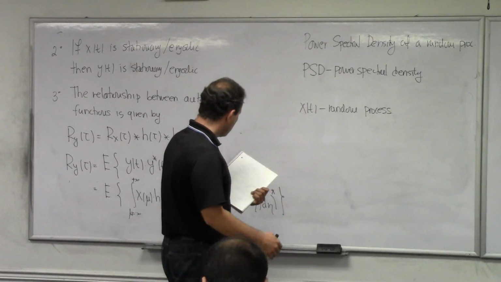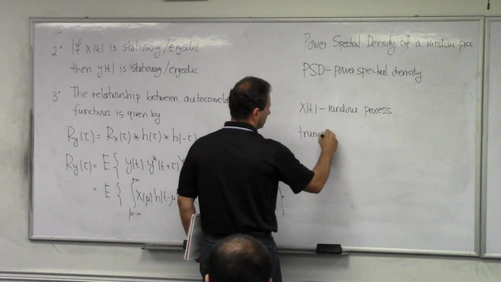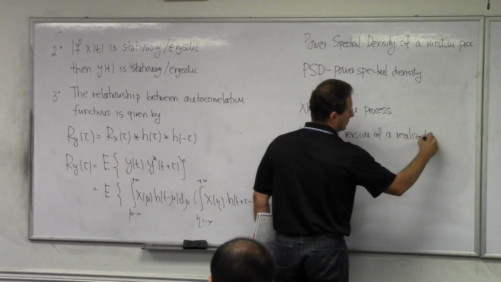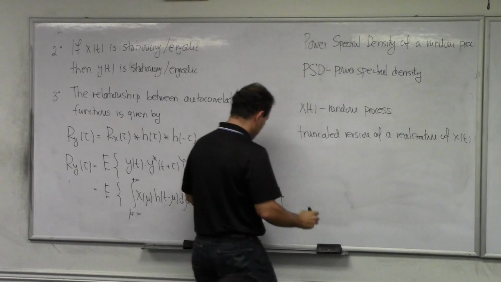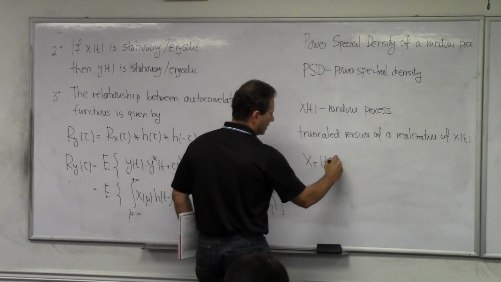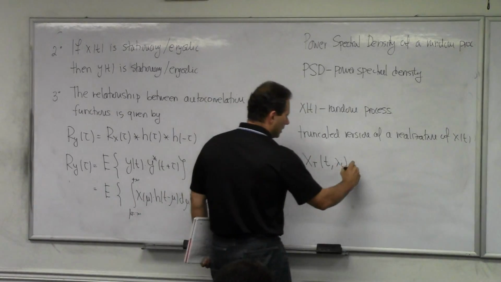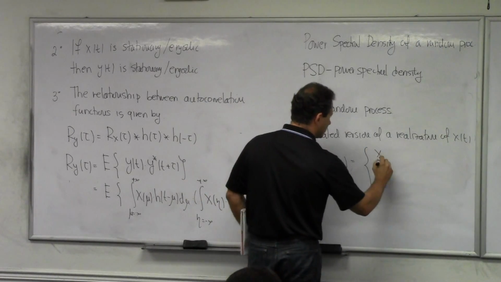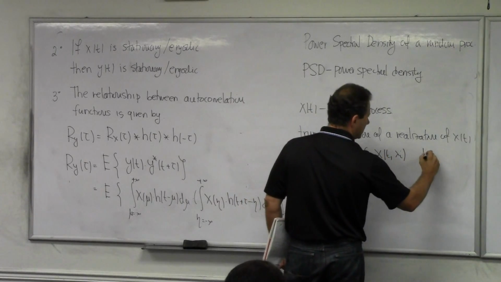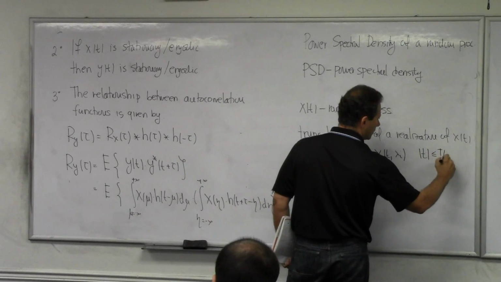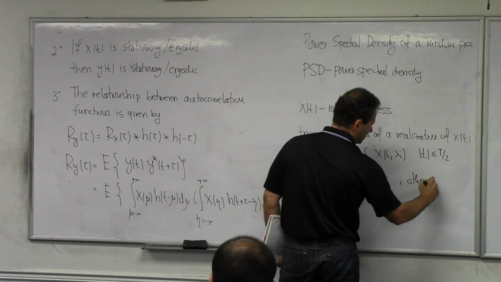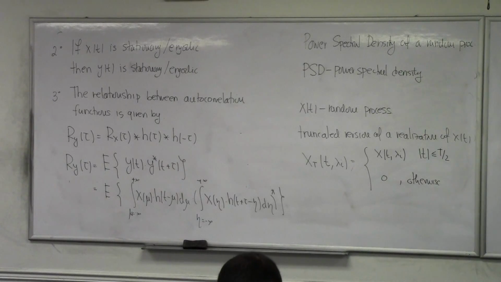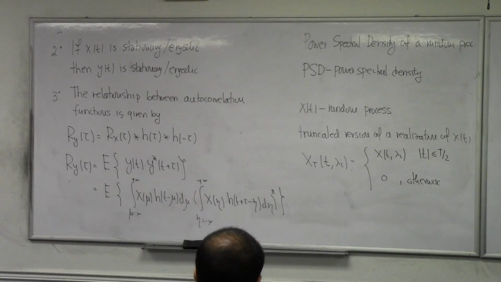Okay? So I'm going to define the truncated version of a realization of x of t. Now this one is going to be x_T of t, lambda_i, which is going to be equal to x of t, lambda_i when the magnitude of t is smaller than T over 2, and 0 otherwise. So there's a lot of notational things here. I cannot try to use the same ones that they use in your book, but let me explain what is being meant by all of these.